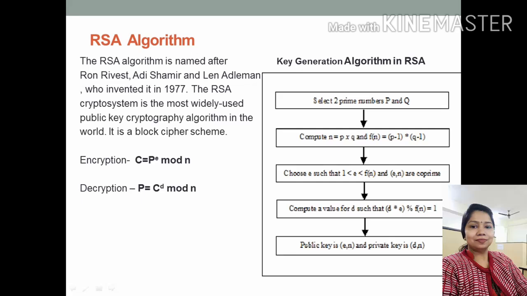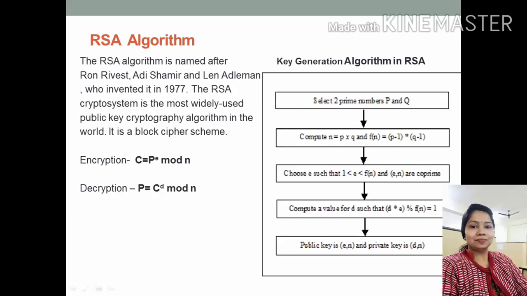It is based on the block cipher scheme. As I have discussed in the earlier lecture, we have two types of conversion, that is a stream cipher and a block cipher. A block cipher takes a set of bits; not a single bit is encrypted. It takes a set of bits. The algorithm is shown here.